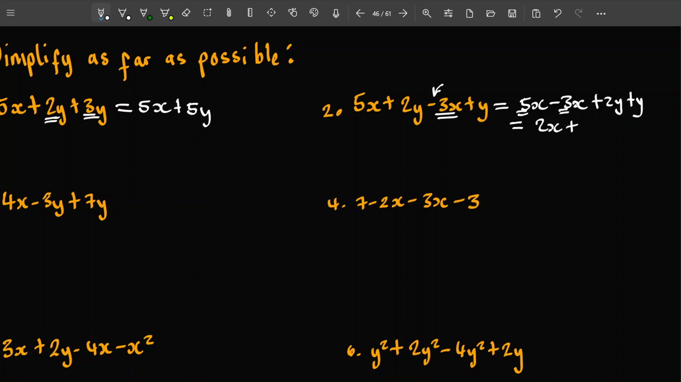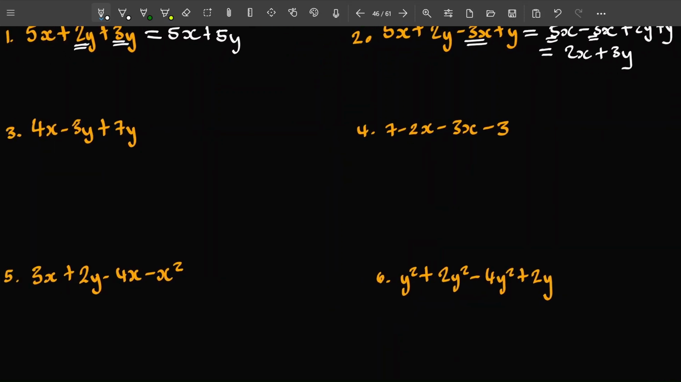And then plus 2y plus y is like 2 plus 1 is 3. So 3y's. Done. Okay. Now we go through question number 3.